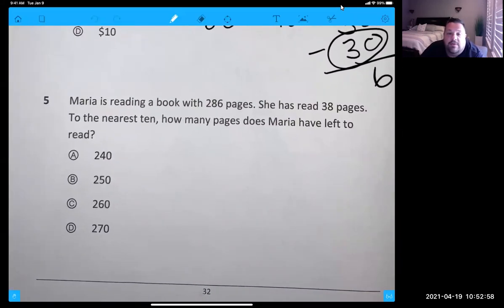All right, now we're back for you guys. So Maria's reading a book that has 286 pages. She has read 38 pages. To the nearest 10, how many pages does Maria have left to read? Ooh, I love this one. To the nearest 10.